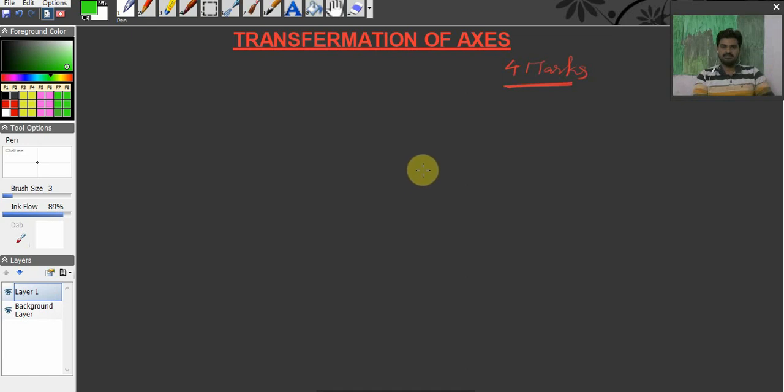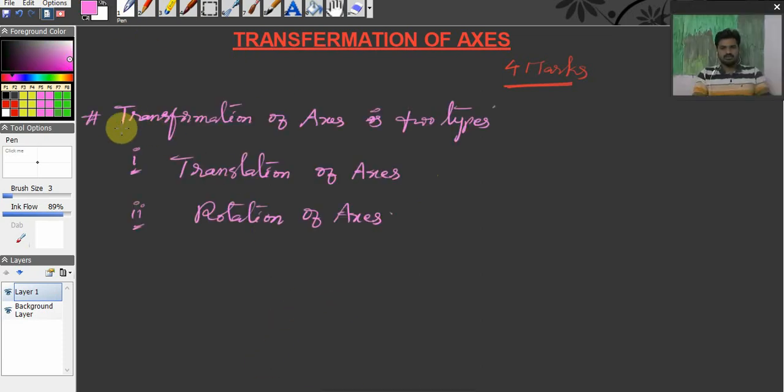These conditions depend upon two properties: one is translation of axis, another one is rotation of axis. Let's start the topic. This is the concept. Transformation of axis is of two types: translation of axis and rotation of axis. Now we are going to discuss the translation of axis.